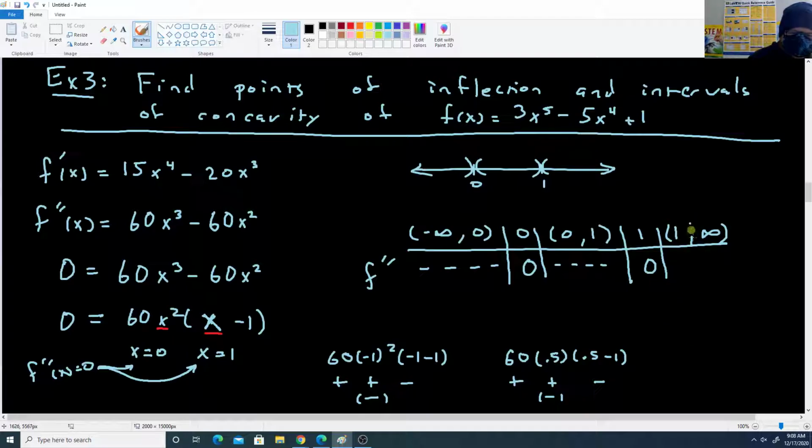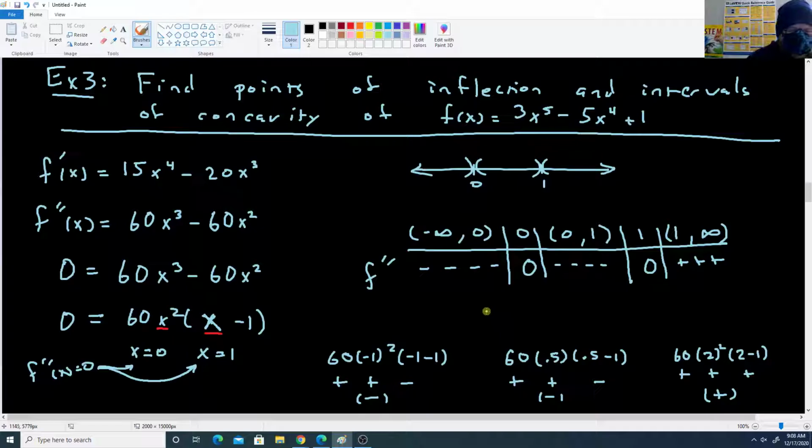Now I'm going to use an easy to work with value from over here. So between 1 and infinity, let's use 2. So we get 60 times 2 squared times 2 minus 1. 60 is positive. We're multiplying that by 2 squared, which is positive. 2 minus 1 is positive, so it'd be positive times positive times positive. Says our end result there is positive.